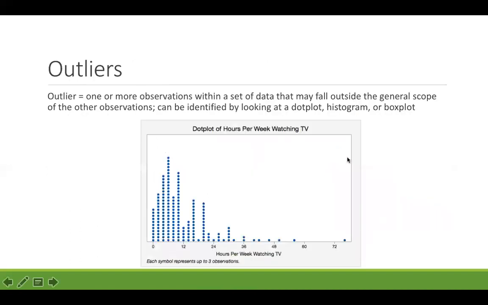So next is outliers. Outliers are one or more observations within a set of data that may fall outside the general scope of the other observations. So you can see here that most of the observations are over here in this area, but when you go down here, there are less, so these would be considered outliers. So you find outliers on a dot plot, histogram, and then box plots, which we'll be speaking about more next week.